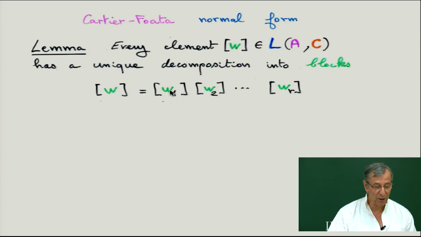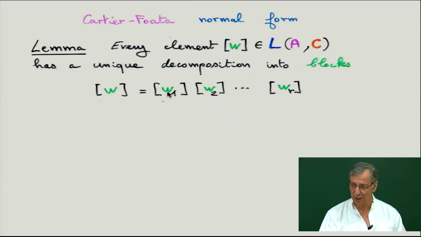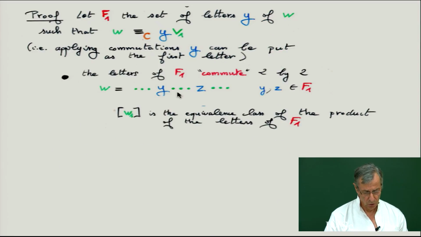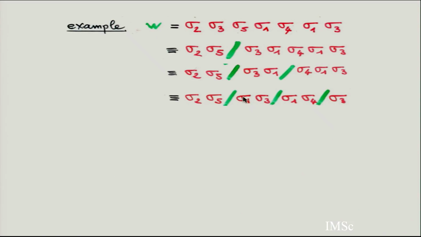So I have defined W1, one of the representants, but you can take the product of distinct letters. So the word is not unique. The class is unique. No, so what I'm saying is, can you go to the example again? So what I'm saying is, why did you keep sigma 3, sigma 1? You would have done a commutation of sigma 1, sigma 4.